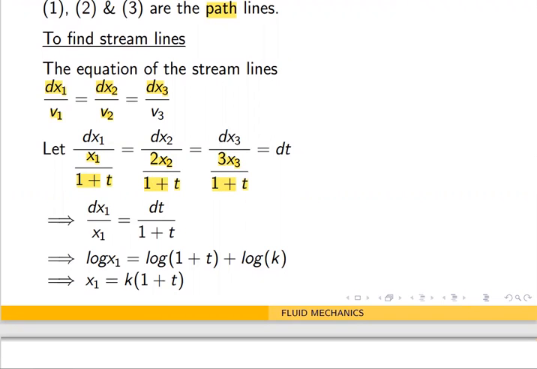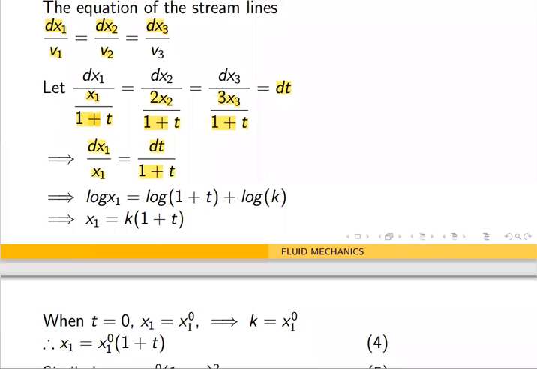And all these ratios are equal, we'll take the ratio equal to dt. Fine. So equating the first ratio to dt and separating the variables, we get dx1 by x1 equal to dt by 1 plus t. So integrating, log x1 equal to log of 1 plus t and a constant k.